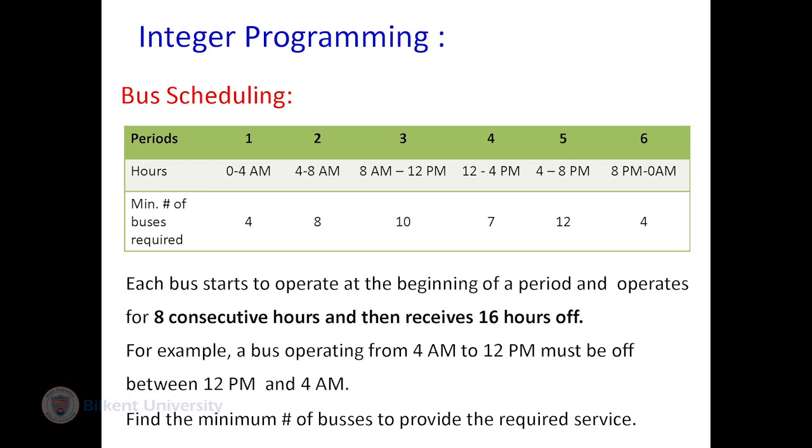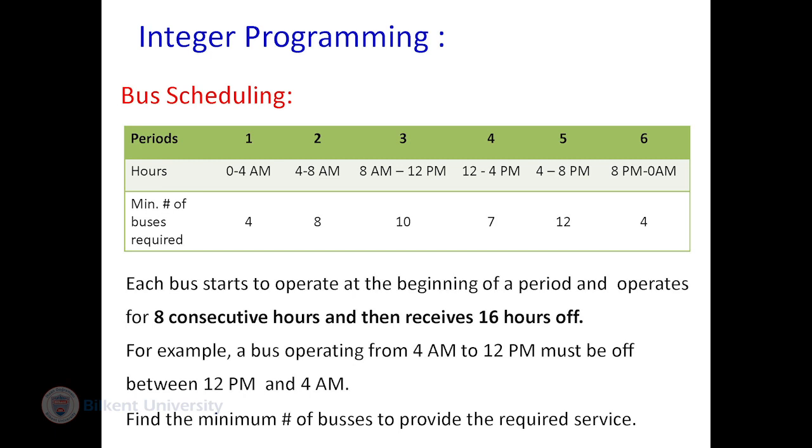So from midnight to 4 a.m., 4 a.m. to 8 a.m., the very early morning slot, 8 a.m. to noon, afternoon slot, late afternoon, and evening, all right? And according to their analysis, these are the number of buses required for each period, okay? So for midnight to 4, 4 buses is enough. Then from 4 to 8, you require 8 buses, then 10, 7, 12, and 4, okay? This is the problem setting.